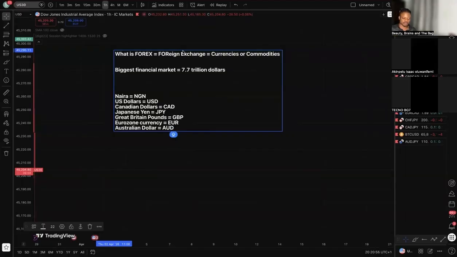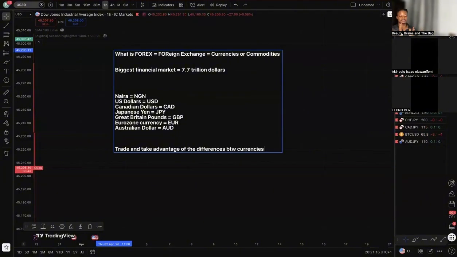So in Forex, what we basically do is trade and take advantage of the differences between currencies. That's just basically what we do. So if you know your currency is about to go up, we buy and make money. When it's about to come down, we sell and make money, stuff like that and all those things.